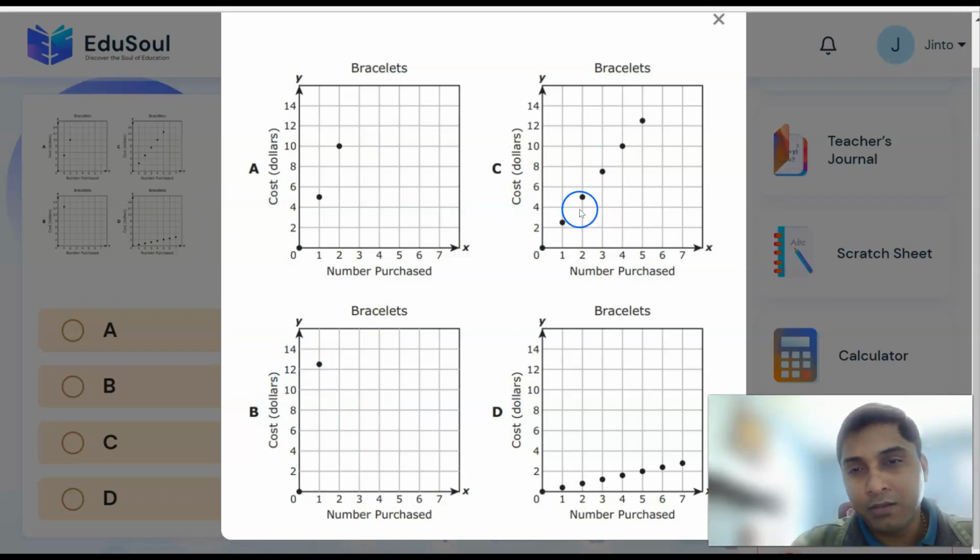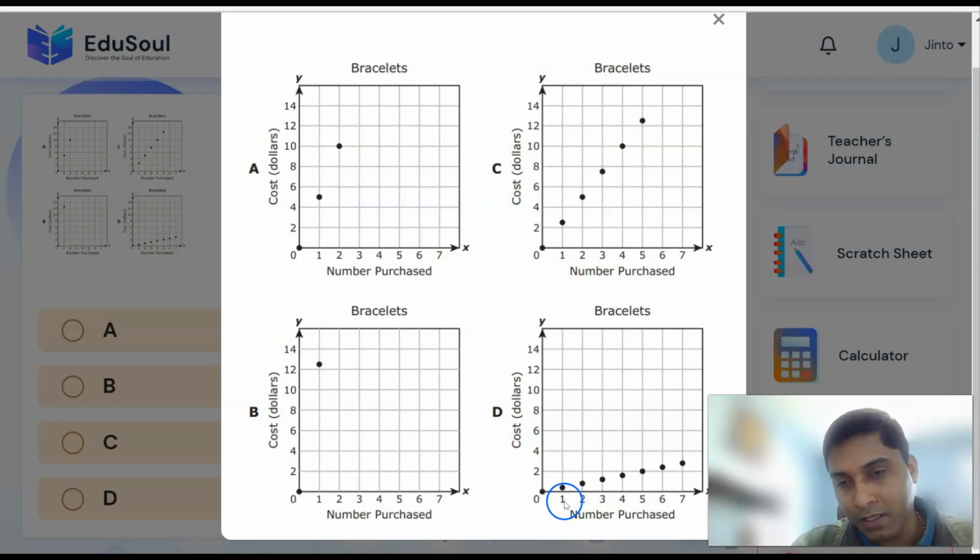Now the third one is also a proportional graph, it passes through the origin, and the unit rate should be 2.5. That's why the scale is 2 to 4. Now 3 would be somewhere in the middle, and this is a little bit less than that. This is actually 2.5. So for one bracelet you are going to pay $2.50. So C is the right option for us. That's the unit rate, that's the correct graph.